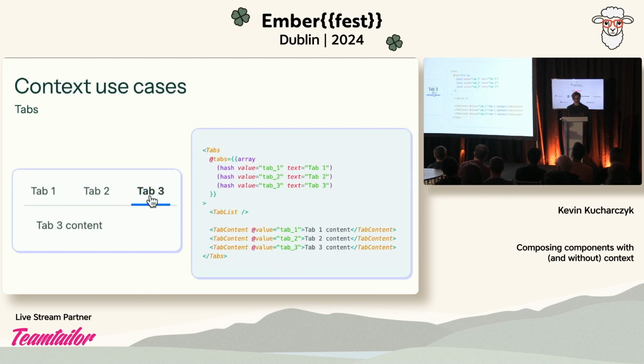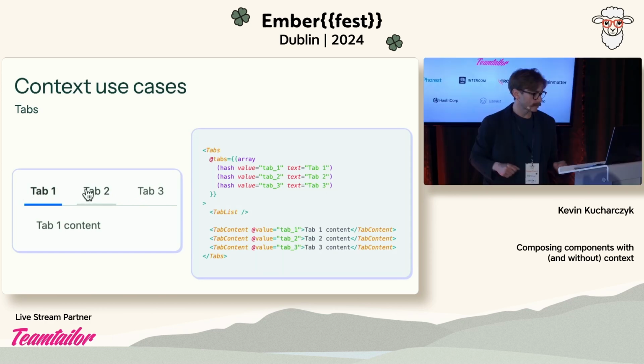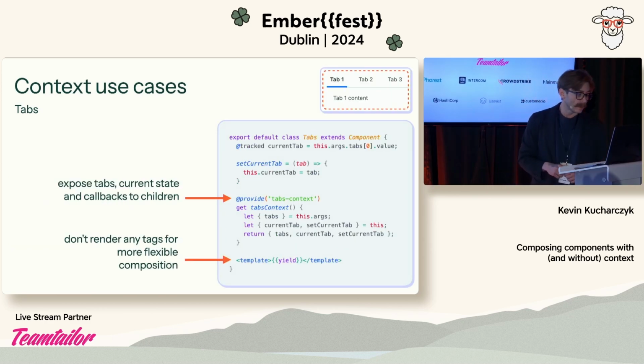We have split this up into a couple of components. You can see here there's the top-level tabs, which provides the context and manages the state. We have the tab list, which renders the buttons, and we have the tab content for each of the respective buttons to match with. So we'll look at the implementations again.